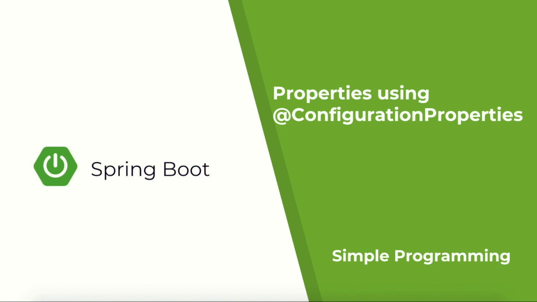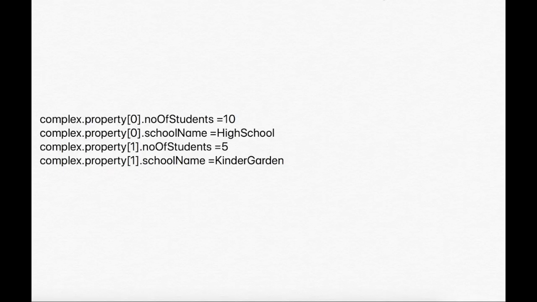In our previous example, we looked at the usage of @ConfigurationProperties with a simple example. What if your property structure is complex? How can you map that to your Java object? Let us see it in action in this example. For this example, this is going to be our property structure, and we are going to map this particular property structure to a Java object. Let us see it in action.